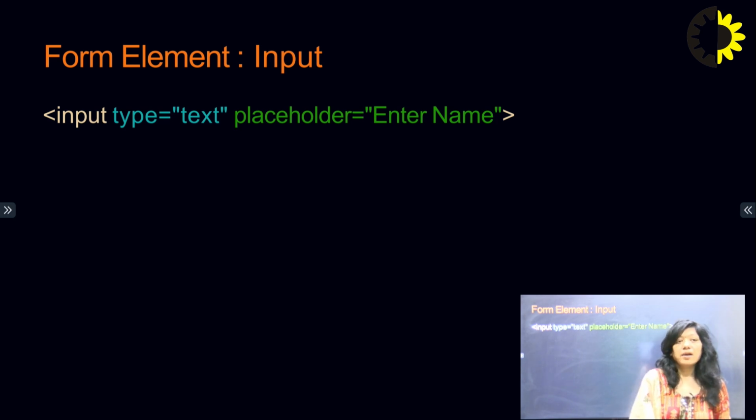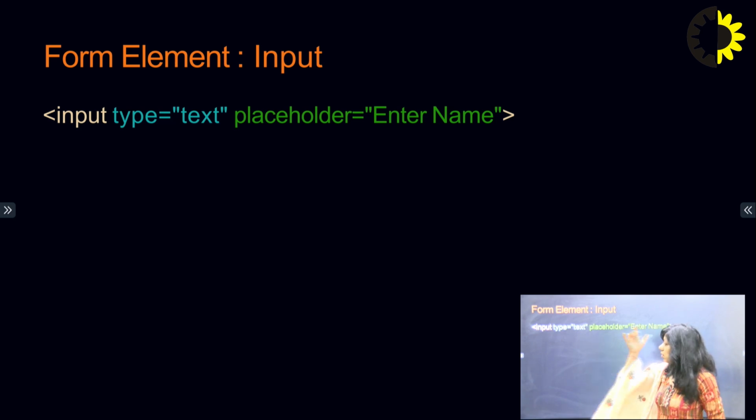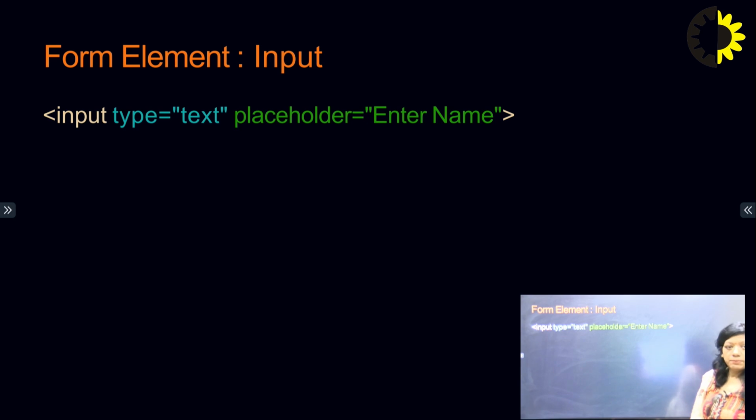Now I have to create an input. That time we use input type. So the syntax is form element input, and what is the input type? Because I have to write my name, so the type is text. Here I write input type equals, within the inverted commas, text. In placeholder, I will write enter my name.